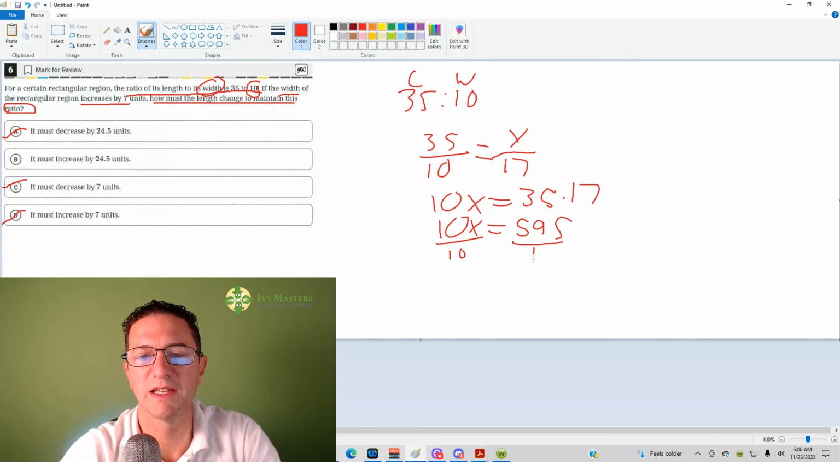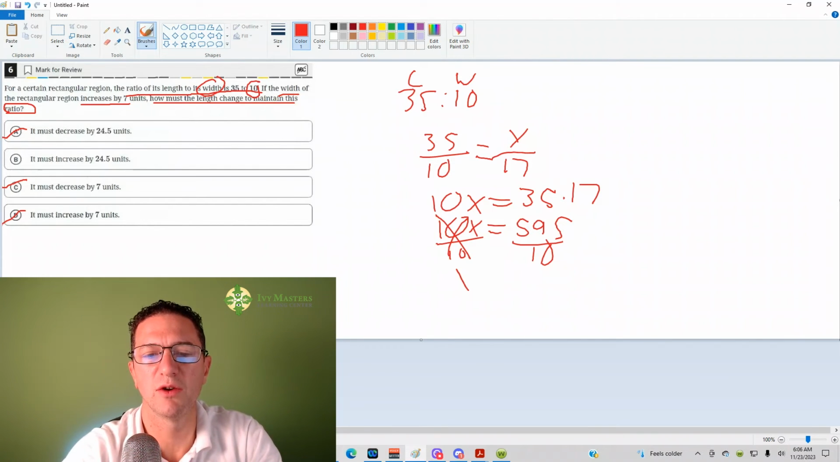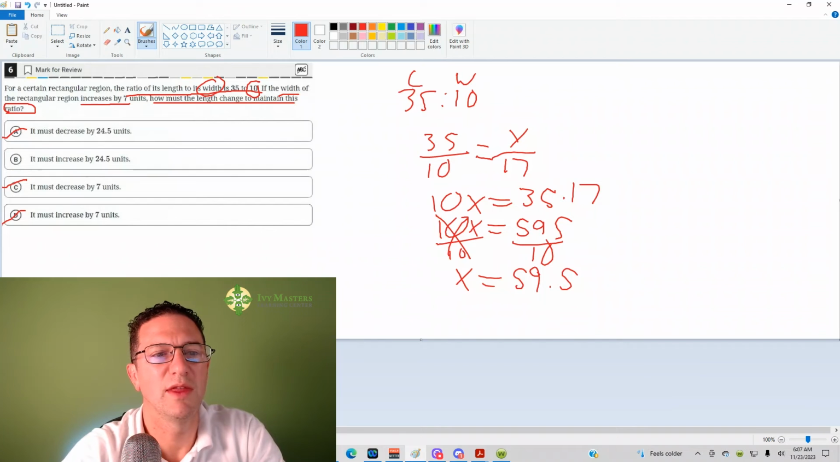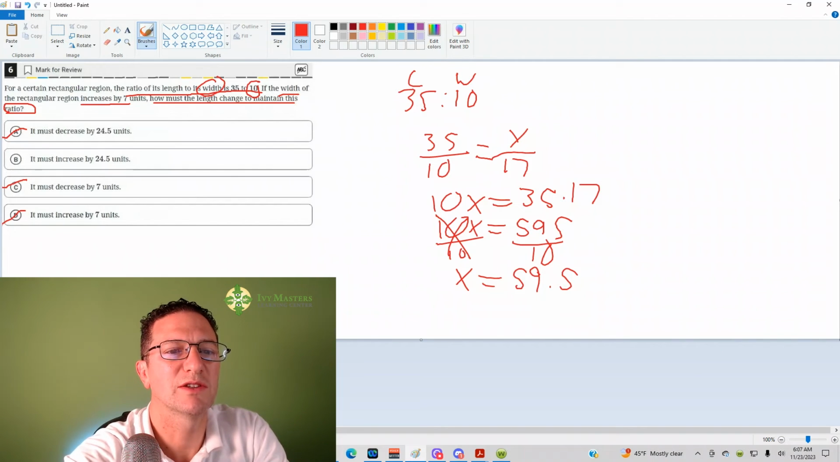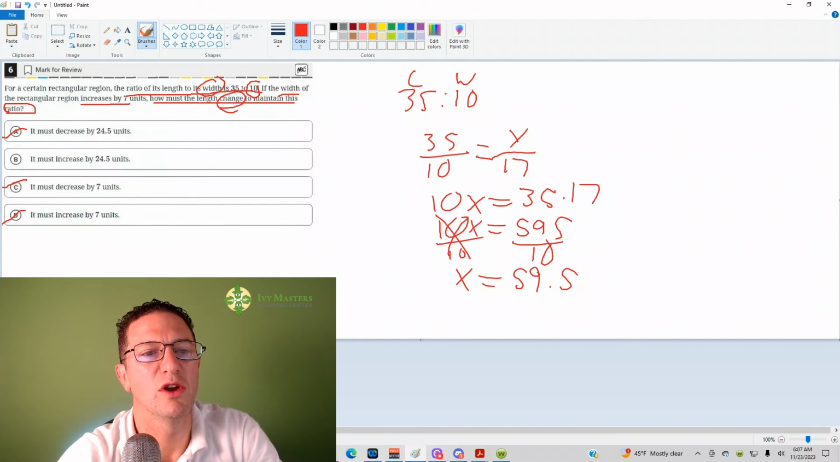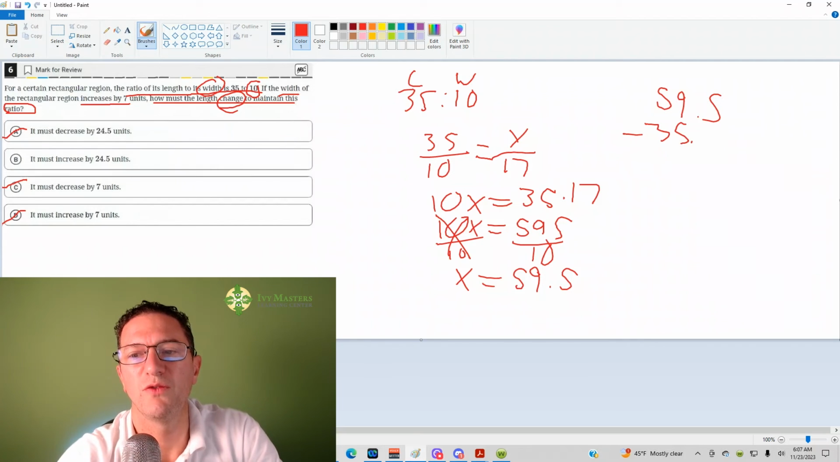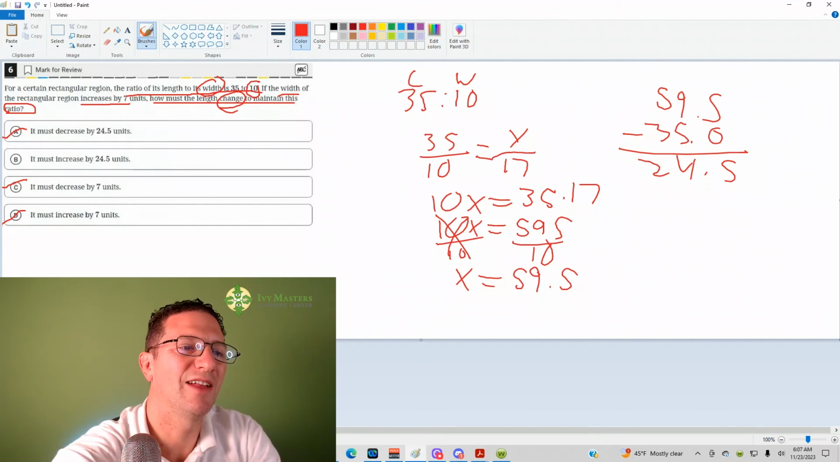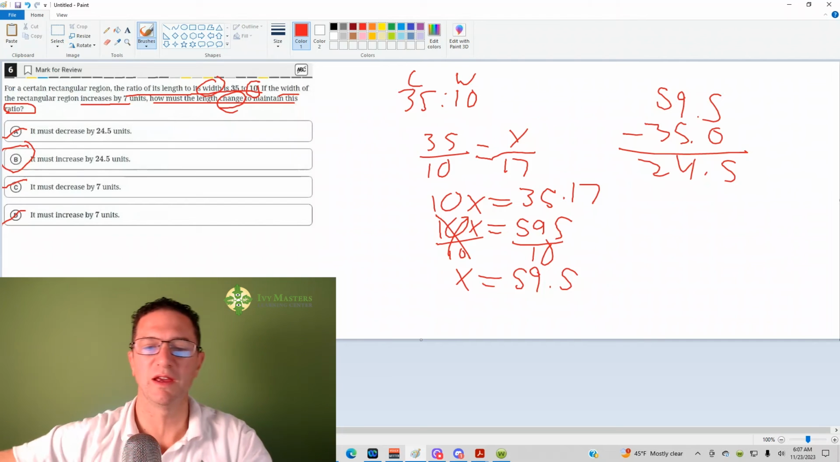Dividing both sides by 10, whenever you divide by 10, all you do is move the decimal once to the left, you get 59.5. And then the question is, how much must the length change to maintain this ratio? So what was the length before? It was 35, so we'd have to do 59.5 minus 35.0, and we get 24.5. It had to increase. So once again, the answer is B.